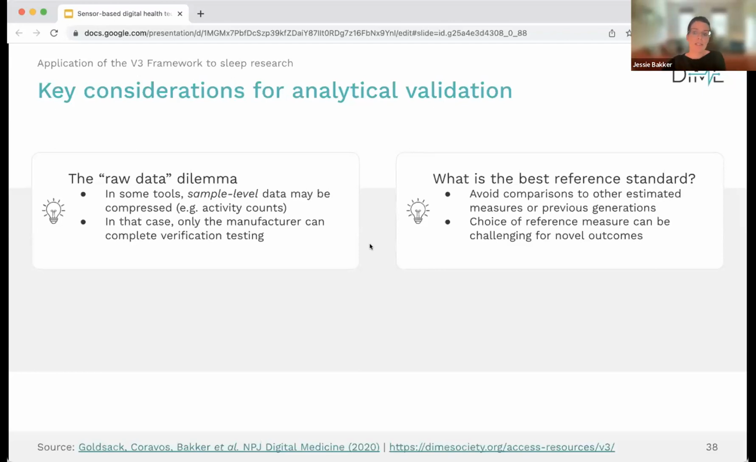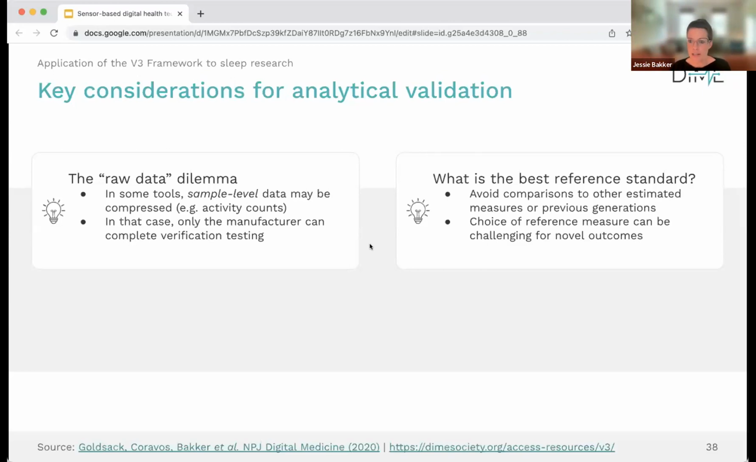So by the time we get to generation 10, we may have data showing that it's similar to generation 9, which is similar to generation 8, et cetera, but it might be very, very different from the actual reference standard of PSG. So it is important to go back to the reference standard or the gold standard in each analytical validation study.